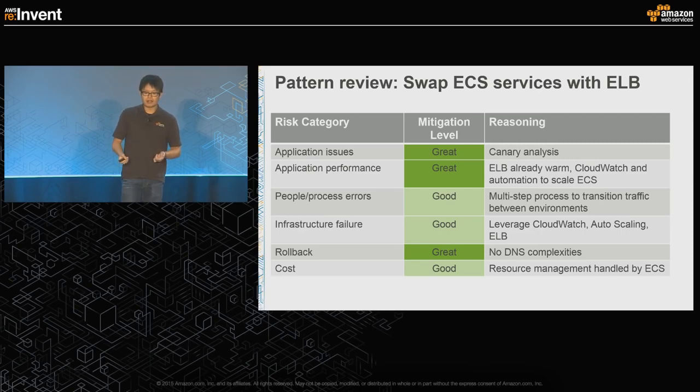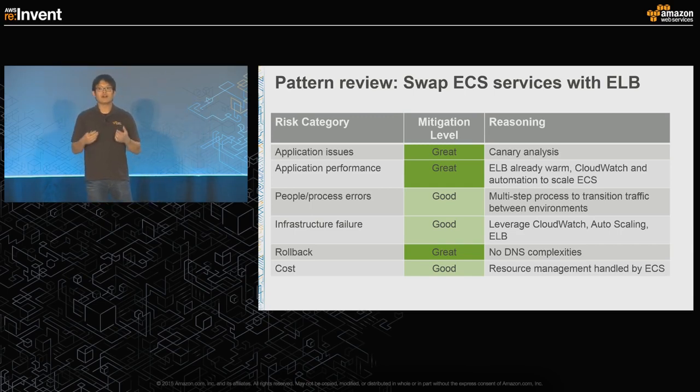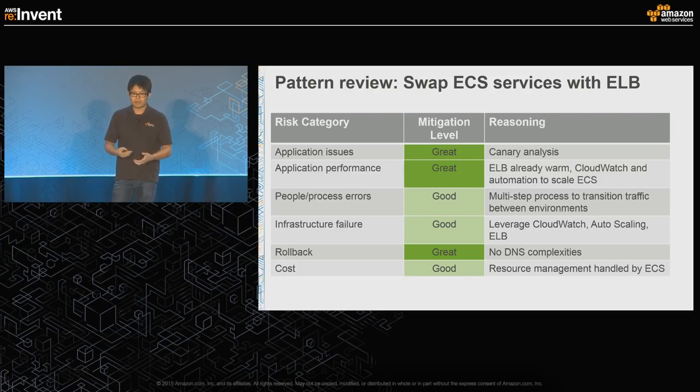So reviewing this pattern, application issues, again, canary analysis happens by default. So you have the ability to fully test and migrate at your own pace. Looking at application performance, you're dealing with an already warm ELB. So this gives you the benefit of being able to just perform your deployments, not have to worry about calling support and scheduling the pre-warm. And again, you can look at scaling your ECS service using the CloudWatch metrics and Lambda capabilities I spoke about in the last pattern.